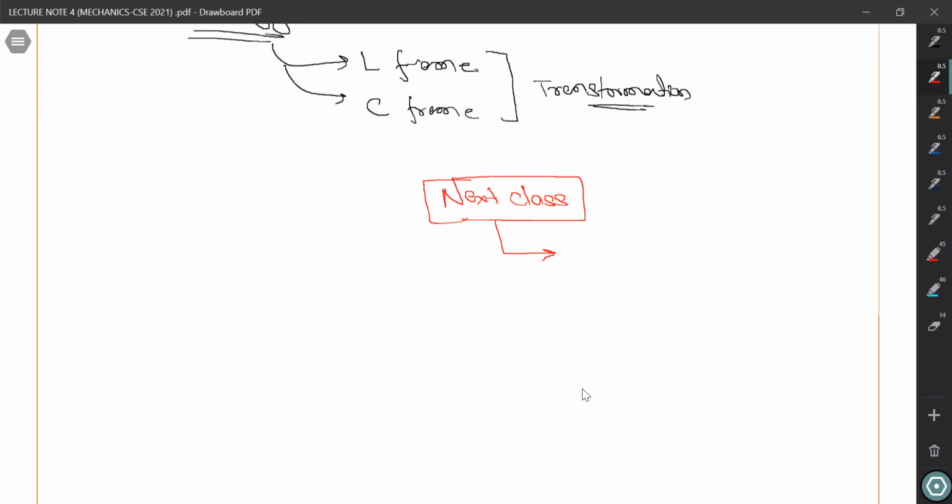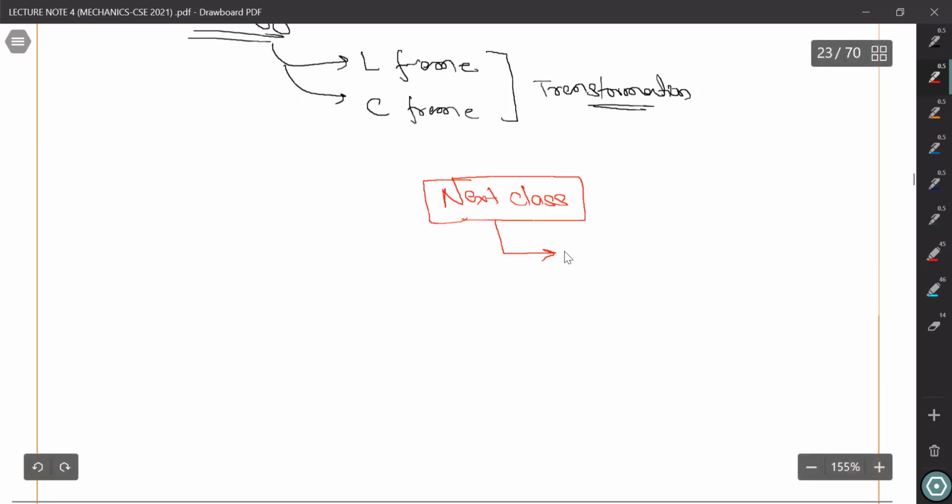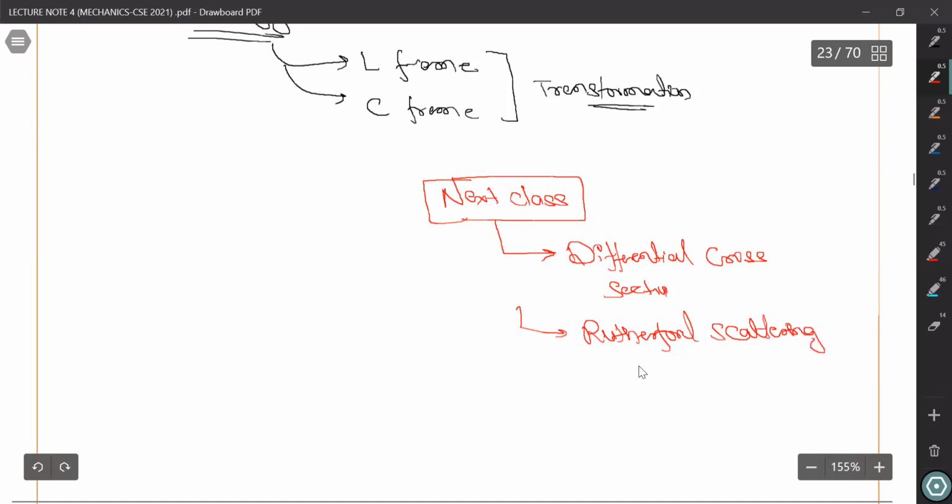Also, the conversion from the center of mass frame to the lab frame and all this. In the next class, we will study differential cross section and mainly Rutherford scattering. Also, I haven't discussed the two body problem or reduced mass problem. I will complete these things when we study central forces, because it is very useful there only.